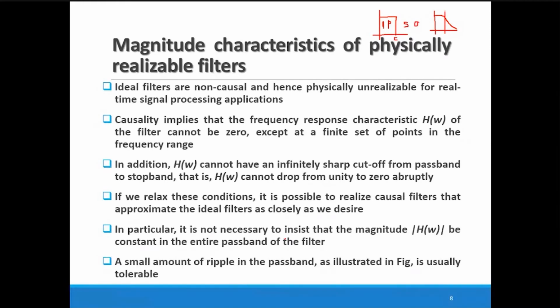So a small amount of ripple in the passband is usually tolerable. As we have seen, instead of a sharp cutoff from the passband to the stop band, we allow a gradual transition. Or, instead of a continuous constant value in the passband, we allow that at some levels you are not getting the constant value, or some transition will happen. Both of these create ripples in the passband as well as in the stop band. So let me show you the diagram.